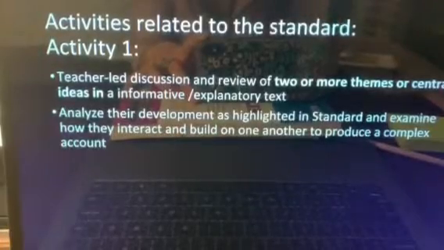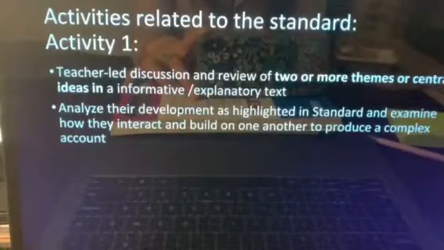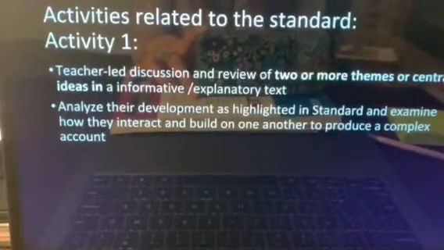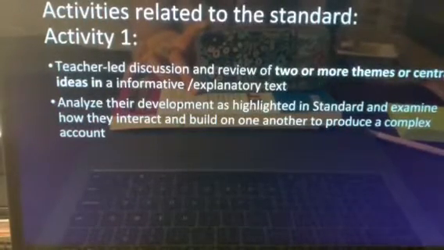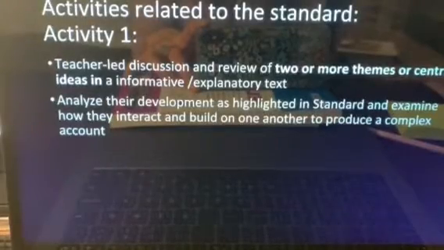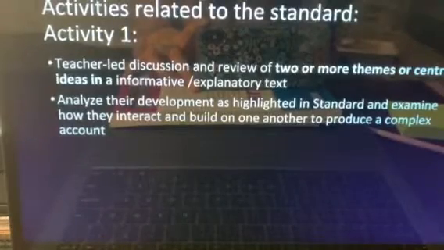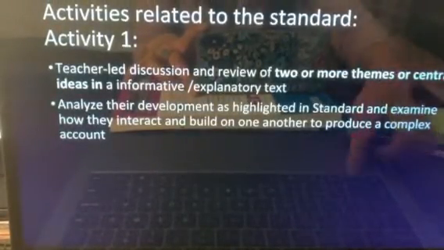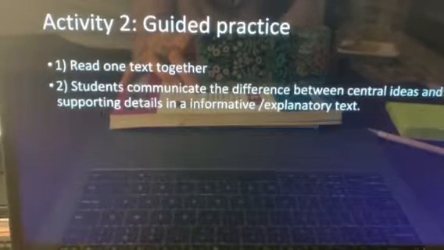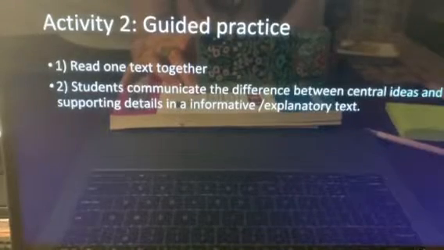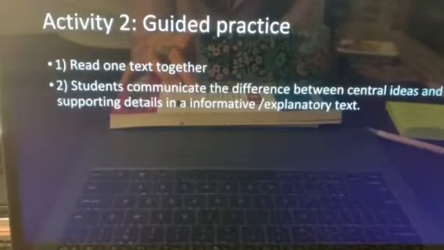There are many activities related to the standard. Activity 1, there will be a teacher-led discussion and review of two or more themes or central ideas in an informative text. Students need to analyze the development as highlighted in the standard, and examine how they interact and build on one another to produce a complex account. Activity 2, some guided practice. They will read the text together, and the students communicate the differences between central ideas and supporting details in an informative, explanatory text.